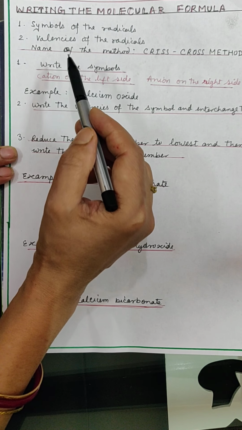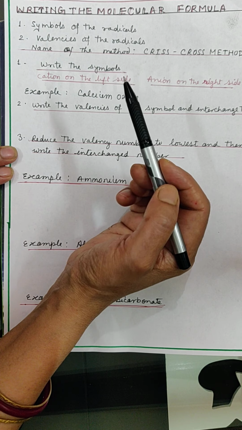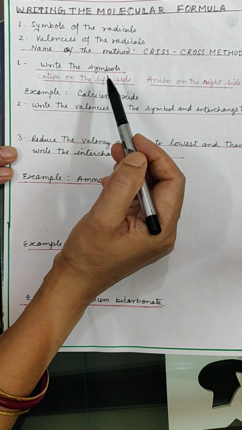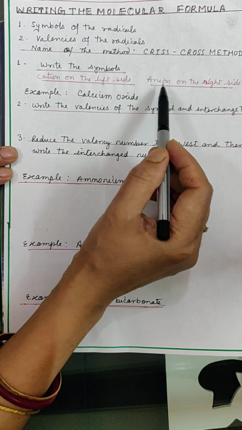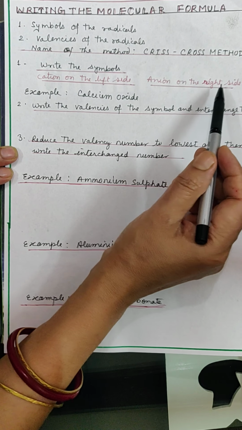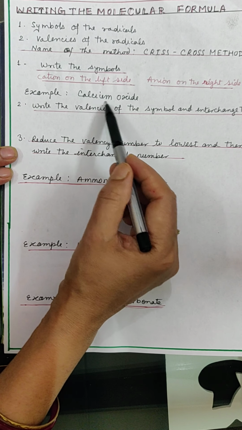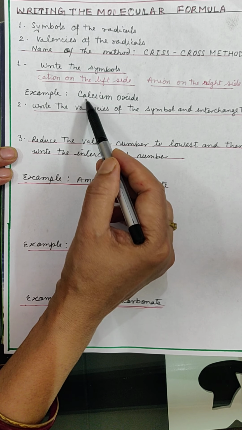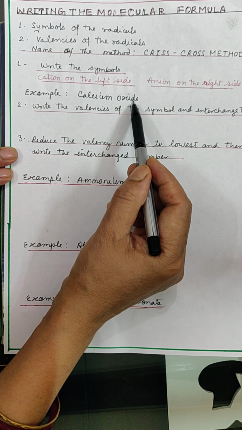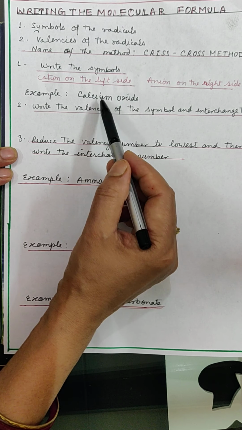So how to go about it? First we have to write the symbols of the radicals. Radicals are of two types, cation and anion. The cation goes on the left hand side, the anion on the right hand side. The same applies to their names as well. See, in the compound's name calcium oxide, the calcium ion or cation is written on the left side and the anion is written on the right hand side. So we do the same while writing their symbols.